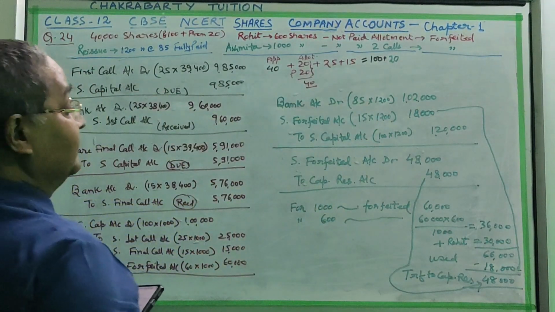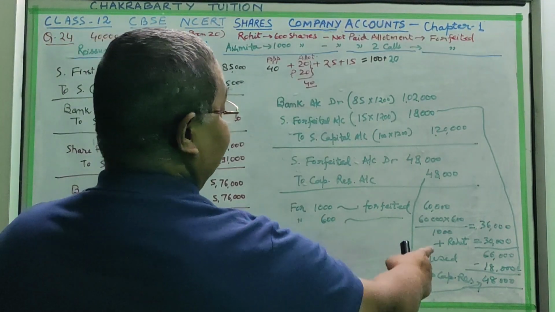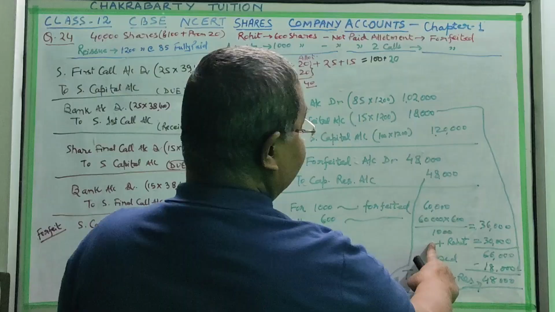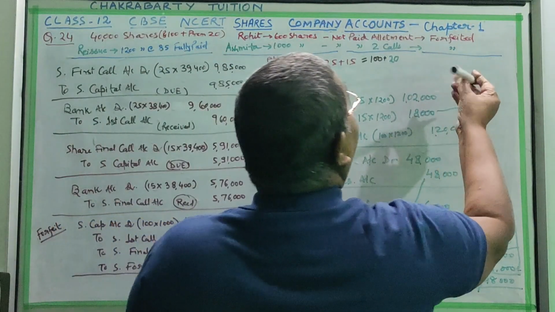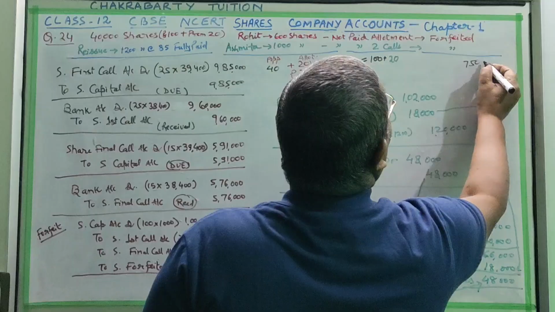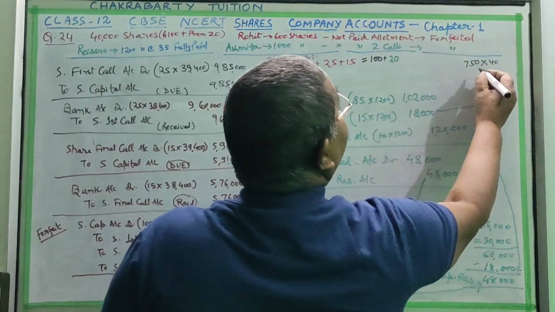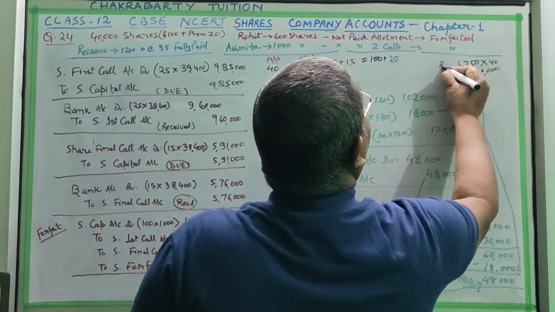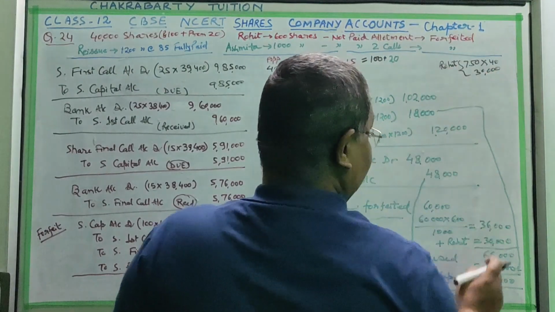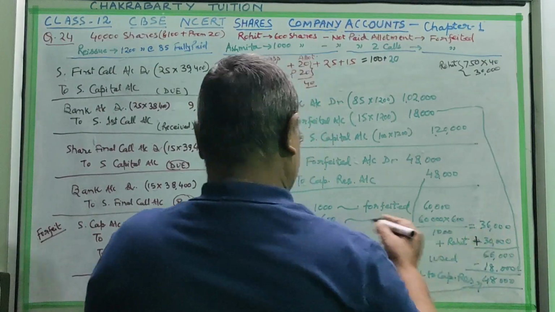So in the previous video, we did the calculation of Rohit. How much have we received from Rohit? He has applied for 750 shares, and at the rate of 40 rupees application, so 30,000 was actual cash received from Rohit. So this amount is to be fully used here.